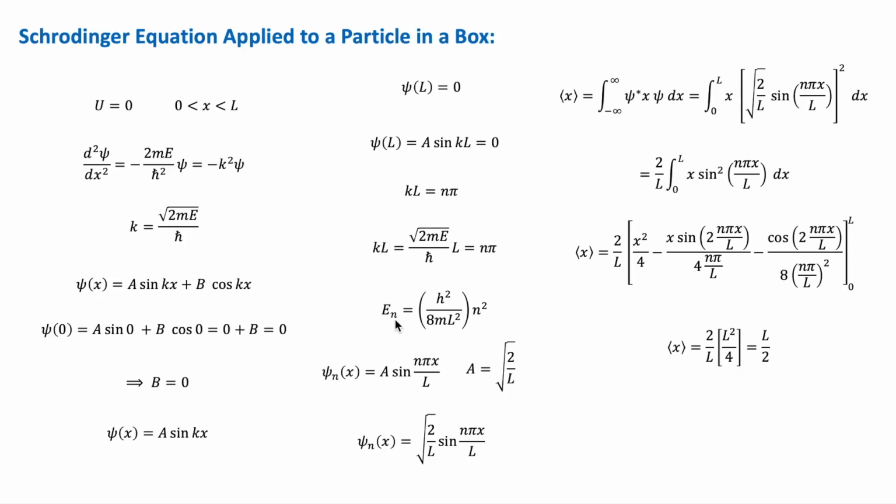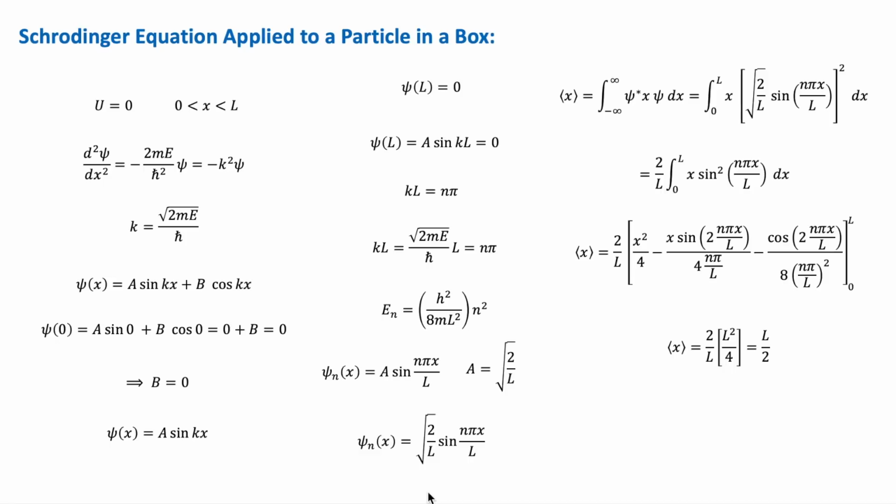And from this, we get the energy levels E_n, okay? And if we substitute for k here, we get this equation. And from the normalization of psi_n(x), we get the value of A equal to the square root of 2 over L, okay? So these are the allowed wave functions for the particle in a box.